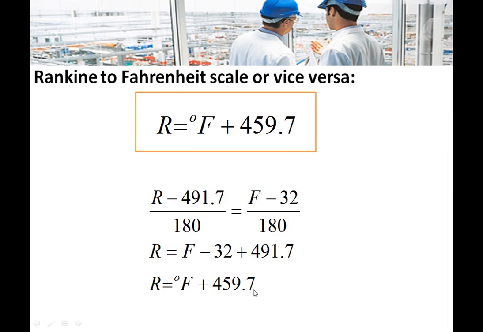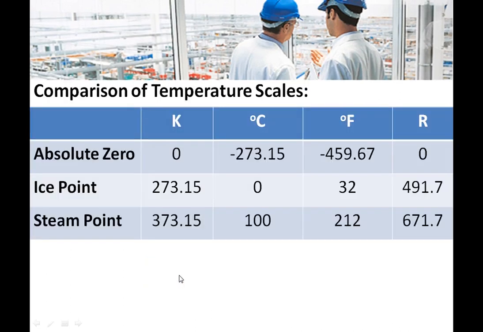And if you want to convert Rankine to Fahrenheit, this is the conversion formula. By using the formula which I have discussed earlier, this formula has come. And comparison of the various temperature scales which we have discussed: Kelvin, degree centigrade, Fahrenheit and Rankine. Absolute 0 in Kelvin is 0, in degree centigrade it is minus 273.15, in degree Fahrenheit it is minus 459.67, and in Rankine it is 0.